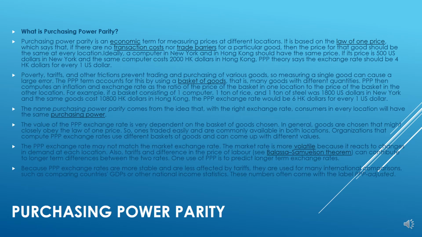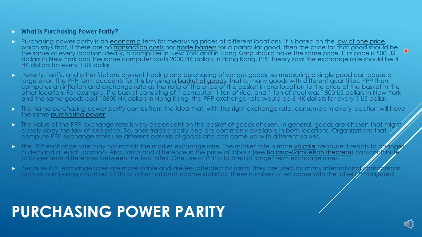So if you want to understand what is purchasing power parity, it is an economic term for measuring prices at different locations. It is based on the law of one price, which says that if there are no transaction costs nor trade barriers for a particular good, then the price for that good should be the same at every location.